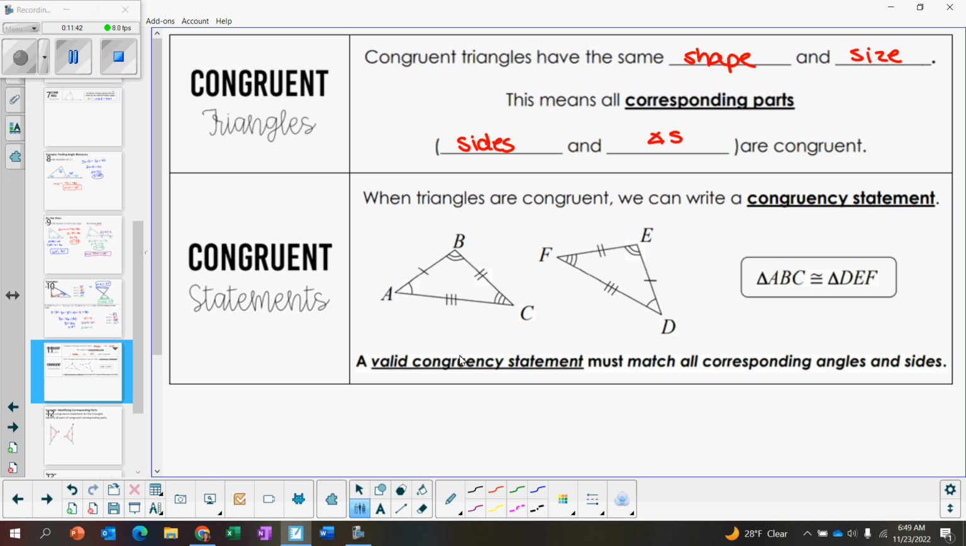And it says here, a valid congruent statement must match all corresponding angles and sides. So you notice we have triangle ABC. A had 1 mark, and it matched with D that had 1 mark. So in our congruent statement, A and D are in the same place. B had 2 marks, E has 2 marks, B and E are in the same place. C has 3 and F has 3. And it also is going to work for the segments. Segment AB, the first 2 letters, should match segment DE. Segment AB had 1, segment DE had 1. So every corresponding part matches in our figure.